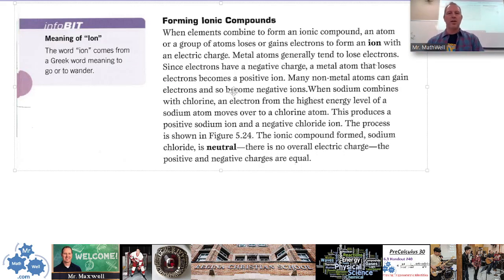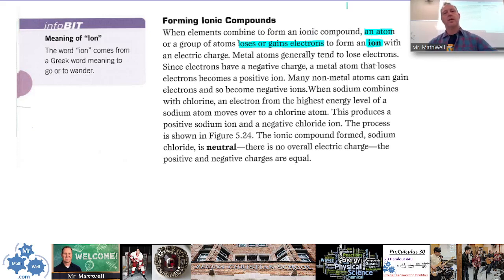Okay, so forming ionic compounds. When elements combine to form an ionic compound, an atom or a group of atoms loses or gains an electron to form an ion. So let's copy this down. An ion is an atom that loses or gains electrons. Let's make that a simple definition of ion: an atom that gains or loses electrons. Now an ion could be made of more than one atom. That's why we have the group in there. But let's just say an ion is an atom that gains or loses electrons.